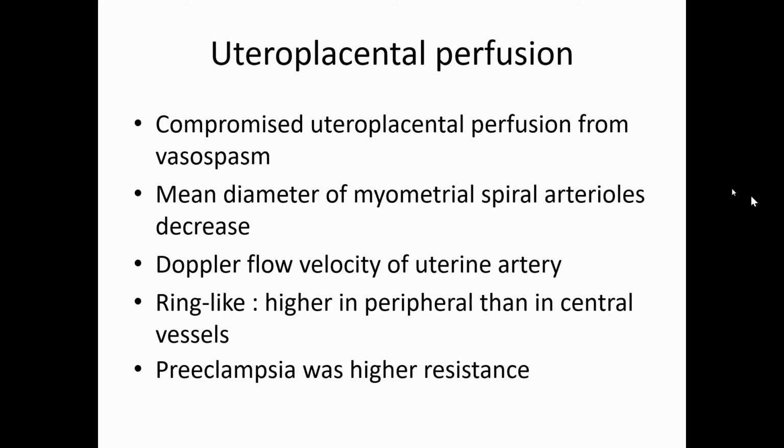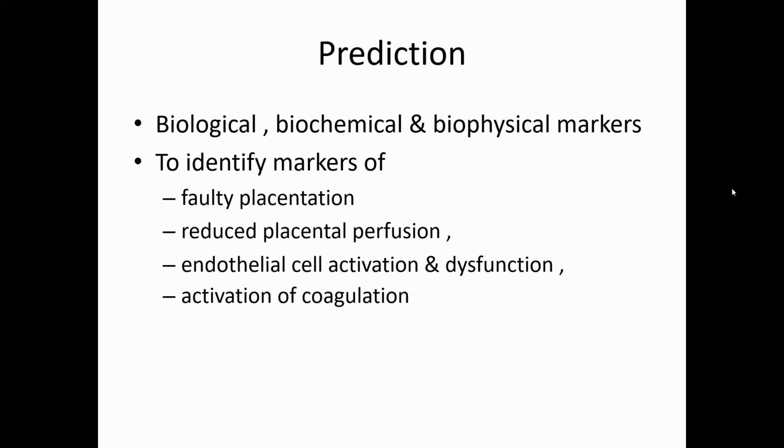Uteroplacental perfusion is a very important part when we are dealing with hypertensive disorder in pregnancy. There will be compromised uteroplacental perfusion from the vasospasm, and the mean diameter of the myometrial spiral arterioles will be decreased, and this will be evaluated with Doppler flow velocimetry of the uterine artery. So during hypertensive disorder in pregnancy, there will be intrauterine growth restriction. The initial feature that we see is that the flow velocity in the uterine artery will be diminished. This will be evaluated with ultrasound Doppler.